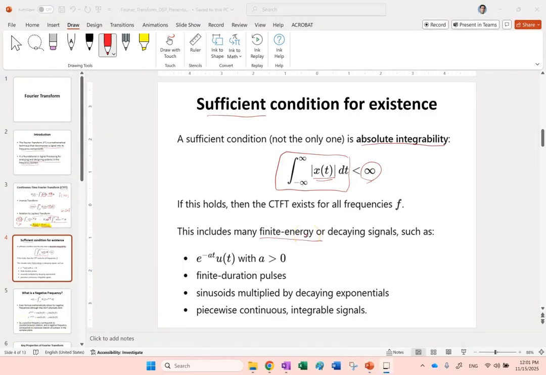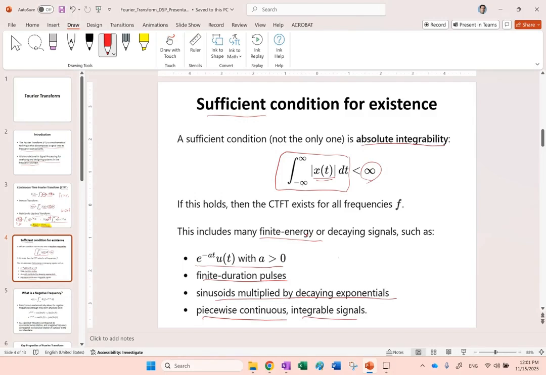So that means the area under the curve is decreasing as t goes to infinity, and that will have a limited or finite integral of the absolute function. It's absolutely integrable, like a decaying exponential, like anything that has a decay in it, right? These are all absolutely integrable, or if the function is piecewise continuous and absolutely integrable, these all have a Fourier transform.